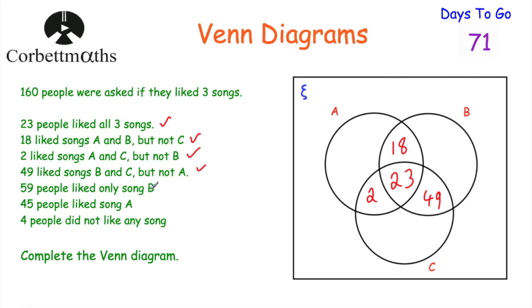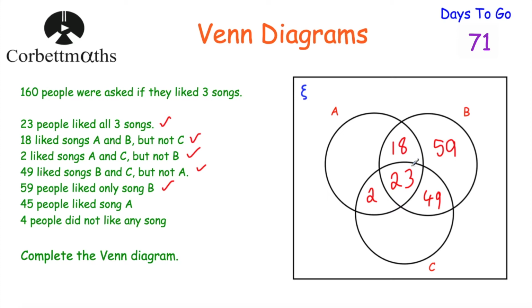Next, 59 people only like song B. So only liking song B would be here, and 59 people go there. So we've done that one. We're then told that 45 people like song A. Now let's have a look at song A. That's that whole circle, song A. So it doesn't say only like song A, it said they like song A. So 45 people are going to go in this region here for song A.